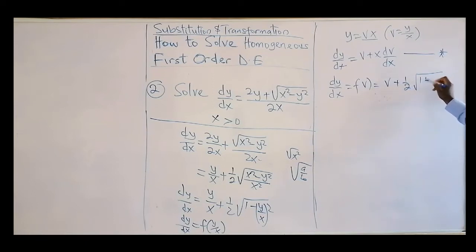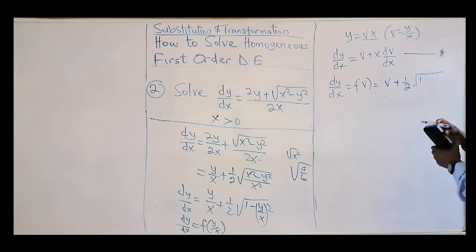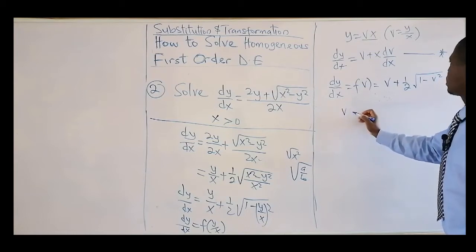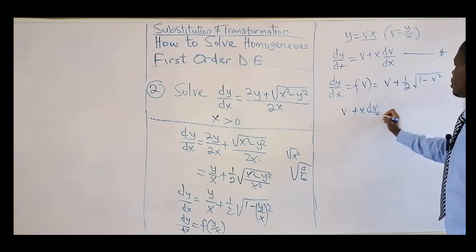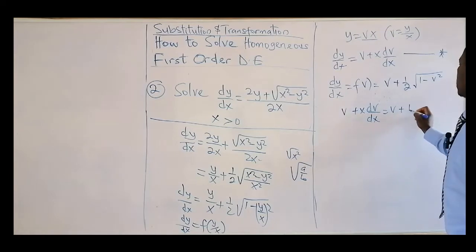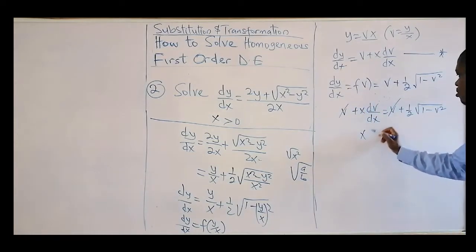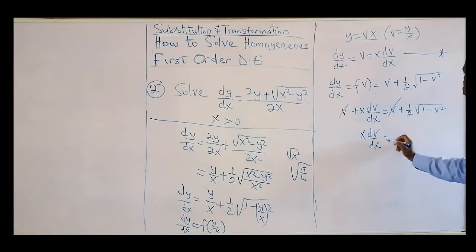Okay. So with that now, we can have v = y over x, v plus half square root of 1 minus v squared. So then we have an expression for dy/dx, which will be v plus x dv/dx equal to v plus half square root of 1 minus v squared. This one and this one cancel. Then we have x dv/dx equal to half square root of 1 minus v squared.